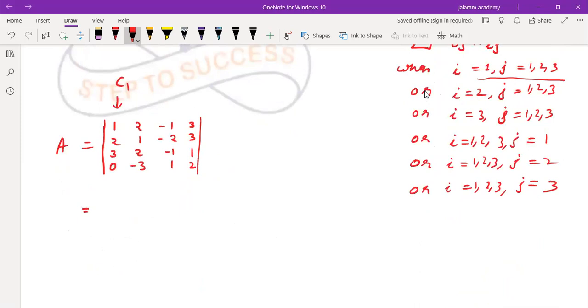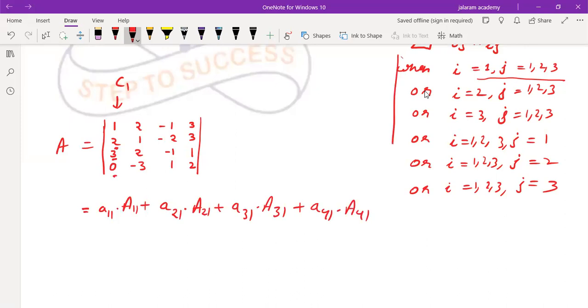So, the first element of the column is denoted by A11 and its cofactor, plus A21, second row, first column. We can use any column, any row. So if we are using the first column, A11 into cofactor of A11, plus A21 into cofactor of second row, first column, plus A31, the element of third row, first column, into cofactor of third row, first column, plus A41, the element of fourth row, first column, into cofactor of fourth row, first column.